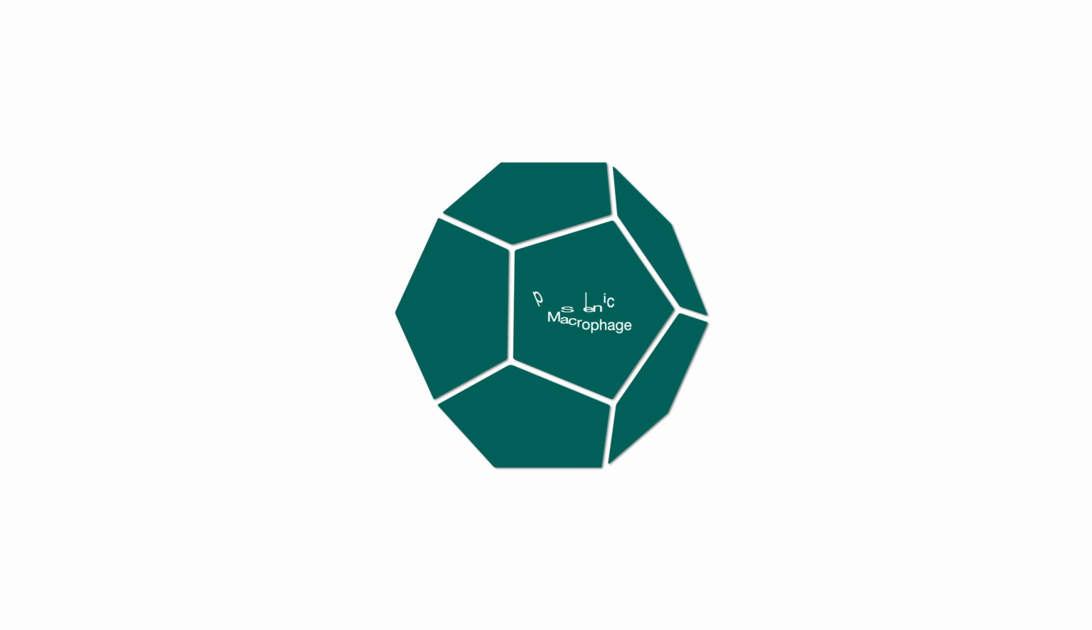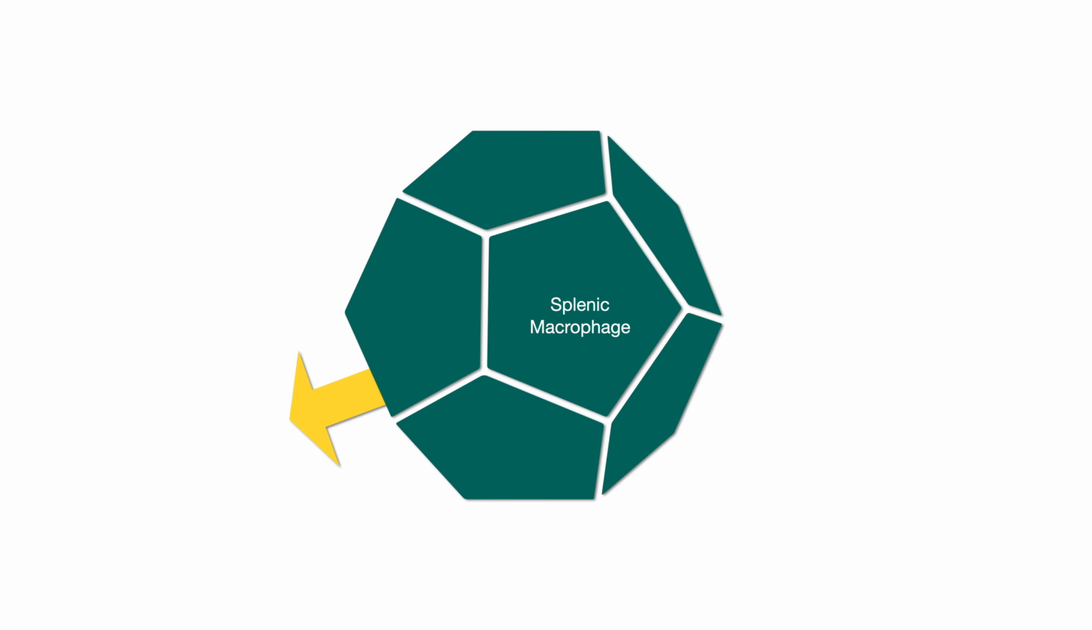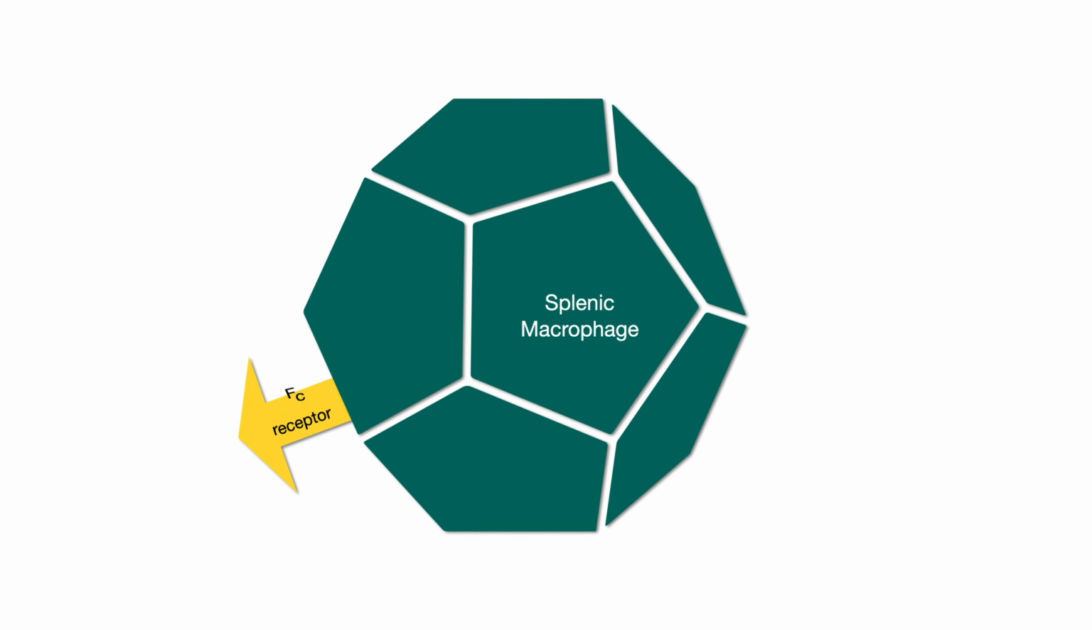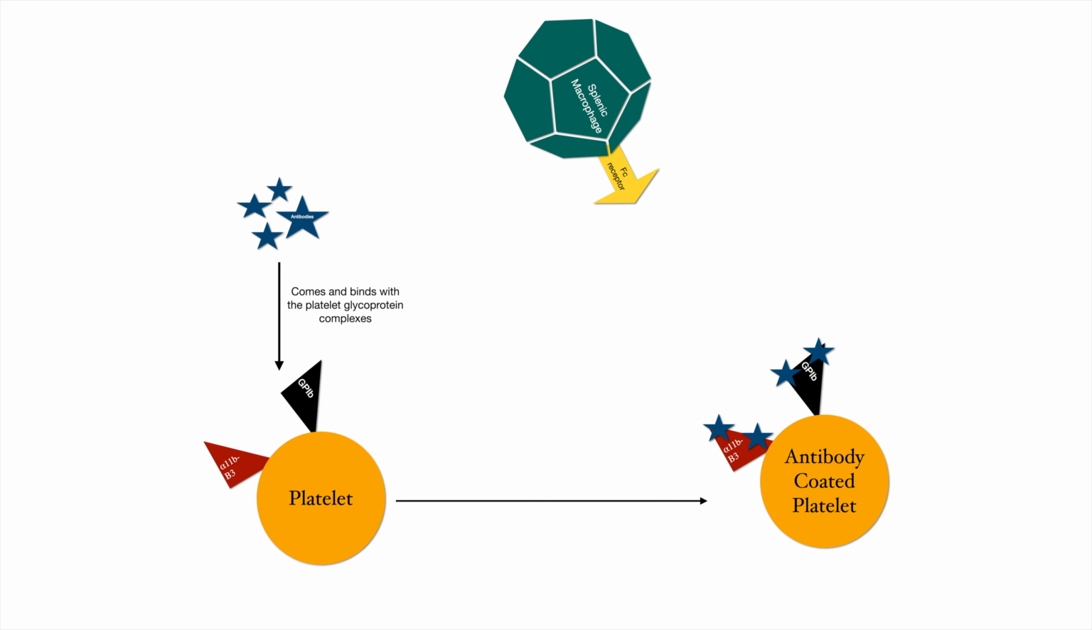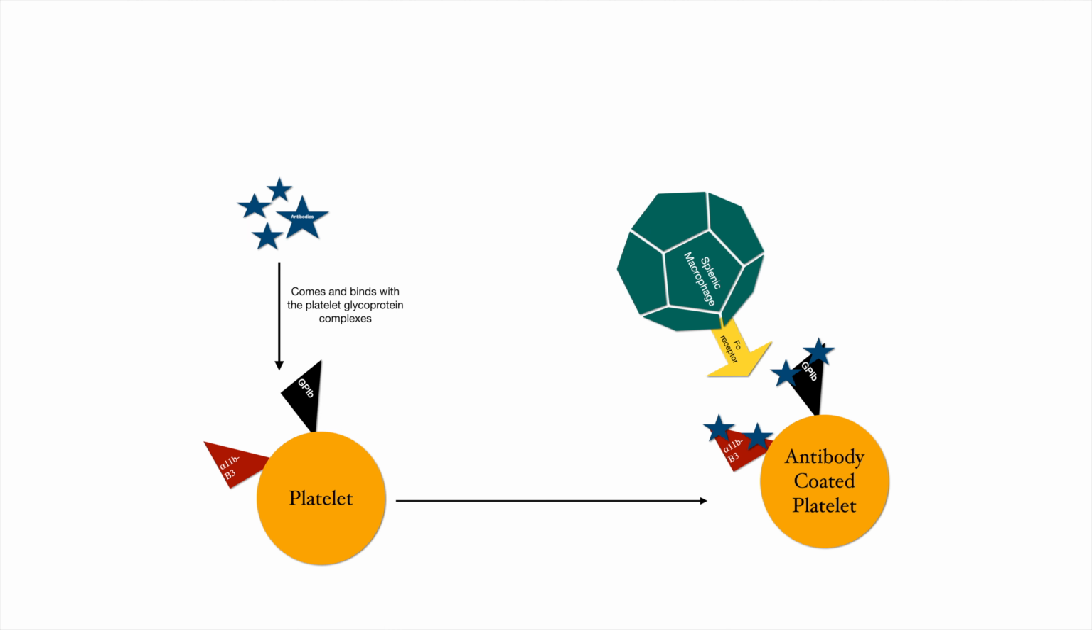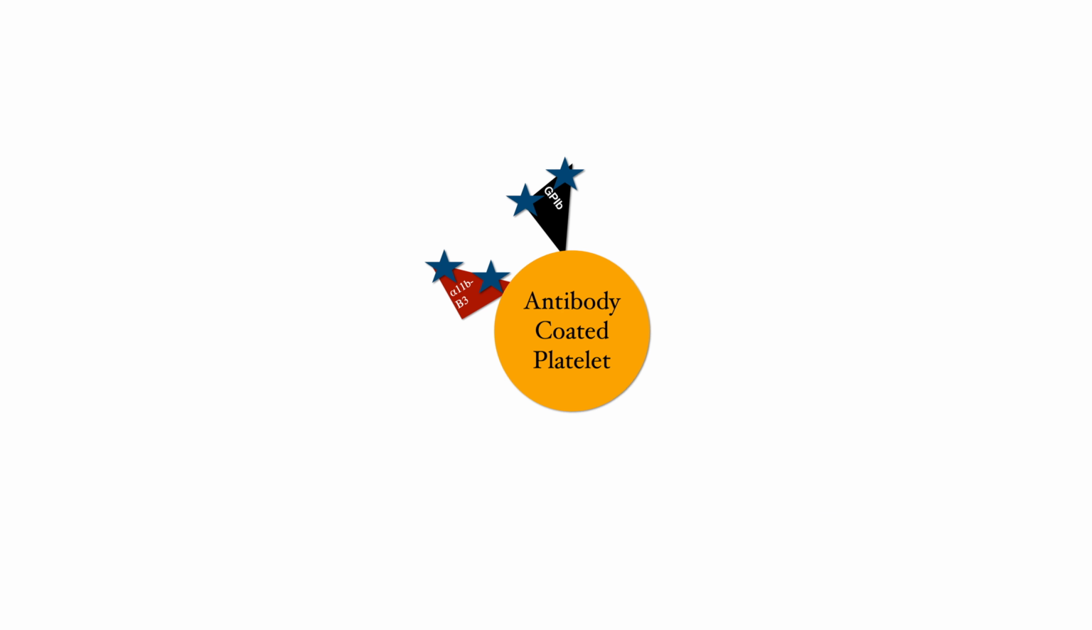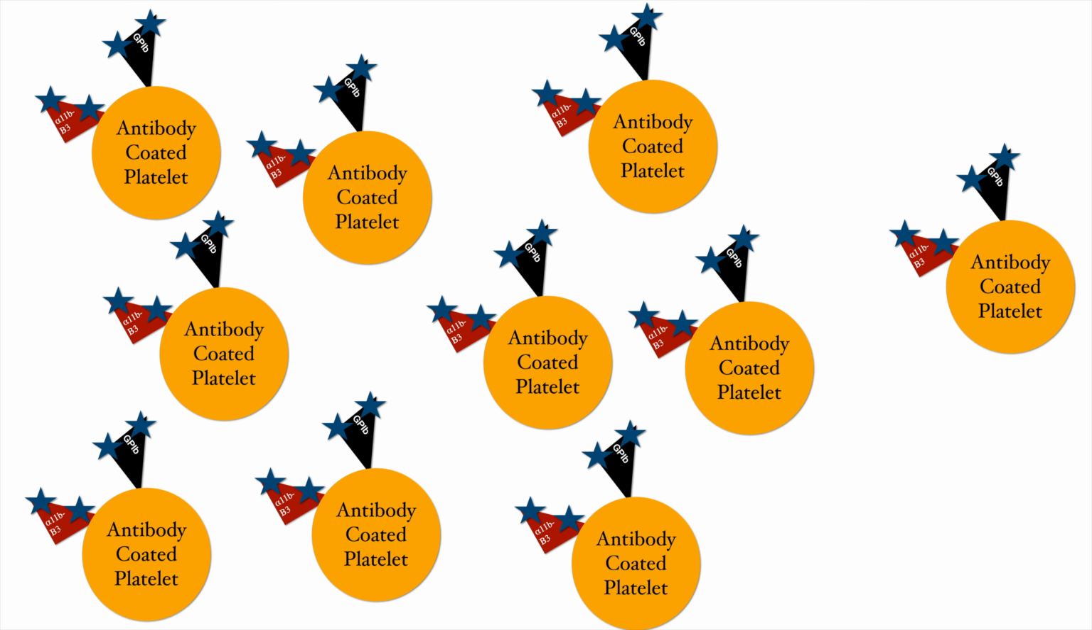Now it's time for entry of splenic macrophages. These macrophages have Fc receptors. Now these Fc receptors find and recognize the antibody-coated platelet. Then the macrophage attacks the antibody-coated platelet, and finally it destroys and digests the platelet. This is how the platelet count starts to decrease and causes thrombocytopenia.